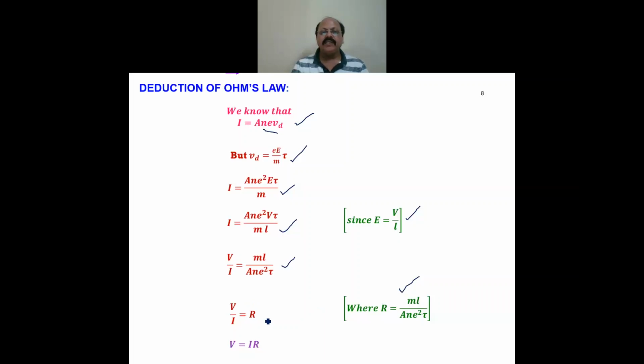That V upon I is equal to R, or rearrange it, then you will get V equal to IR. Now here we deduce Ohm's law. And also we get an idea that resistance, I will define the resistance in the next slide, depends on length of the conductor, area of cross section, as well as on relaxation time, and on the nature of material of the conductor.